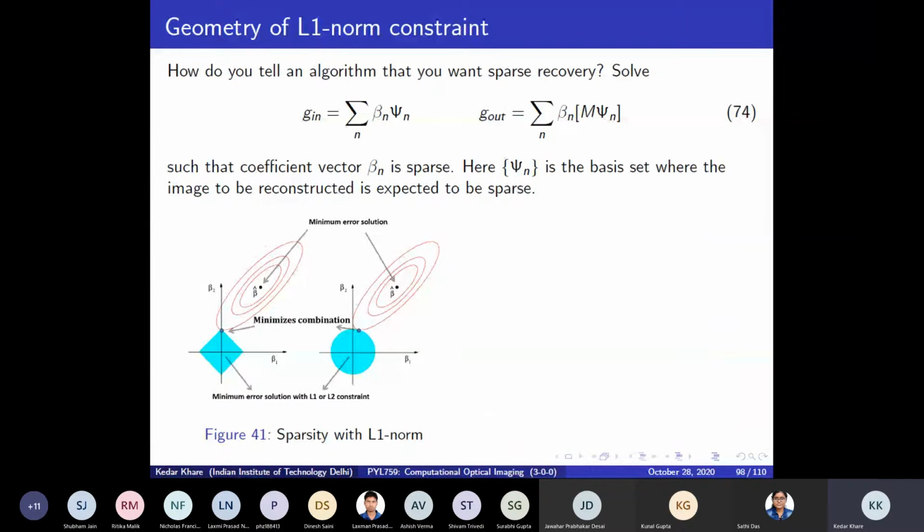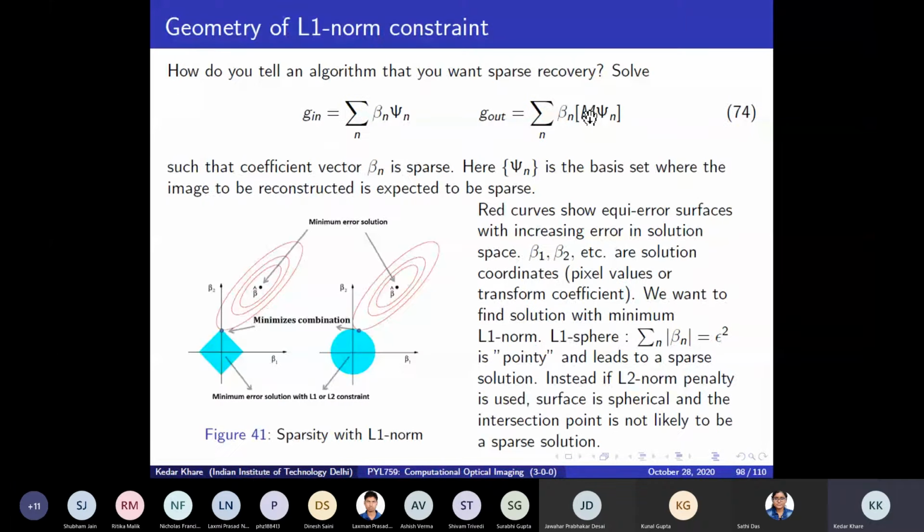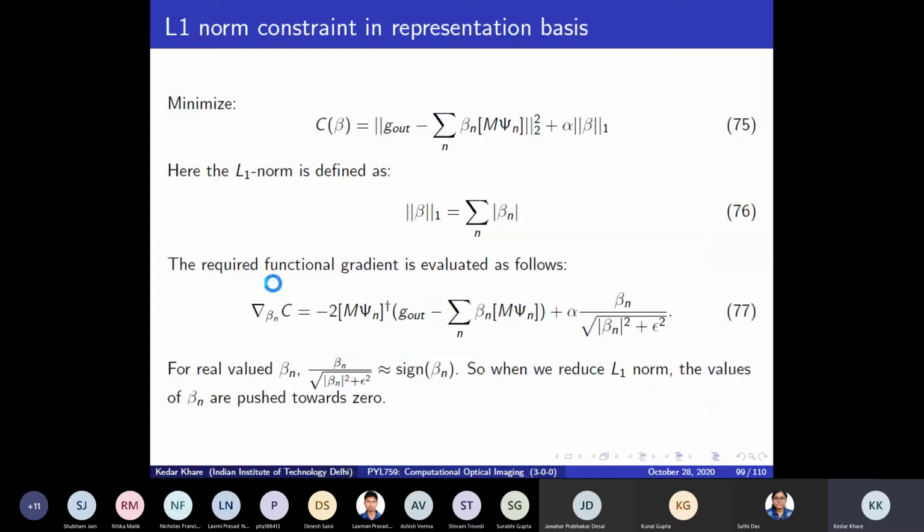So what we have seen already is, if you just solve for the first term of the cost function, you get the minimum error solution. But if I add this second term, then I'm going to perform a little worse in terms of error. There is going to be a trade-off between error and the penalty term. Okay. So I also want to find a solution which has a minimum L1 norm.